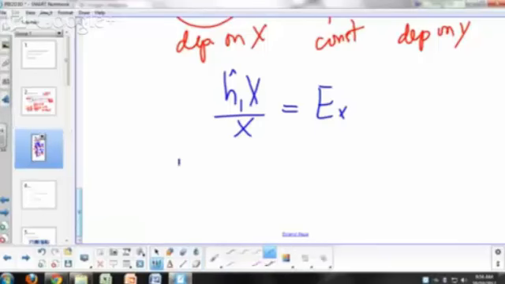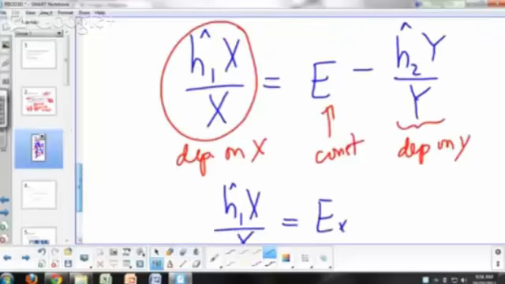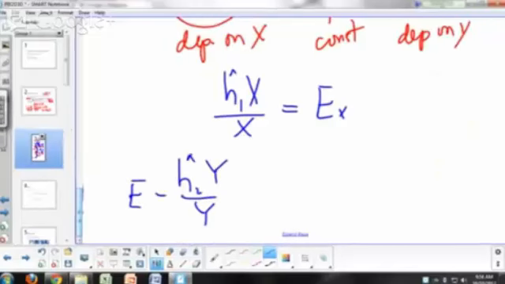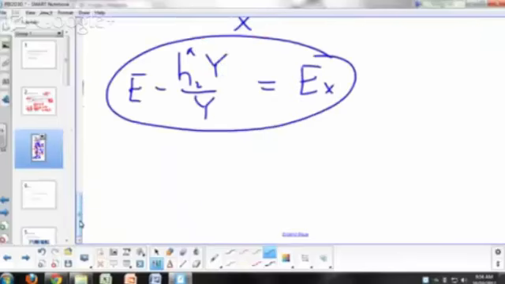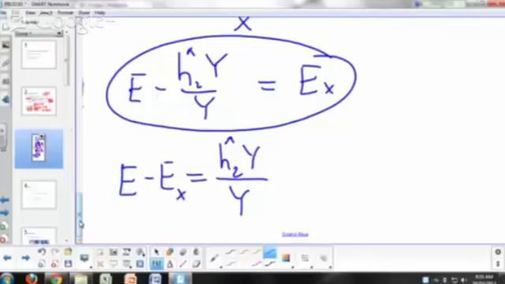I'm going to have h2 hat y over y. Oops, I have to subtract that from e, right? So e minus h2 hat y over y must be equal to the same constant, e sub x. Right? Now I can rearrange this. What should I do here? I can rewrite this as h2 hat, I can move that to the right hand side, h2 hat y over y equals what? E minus e sub x, right?